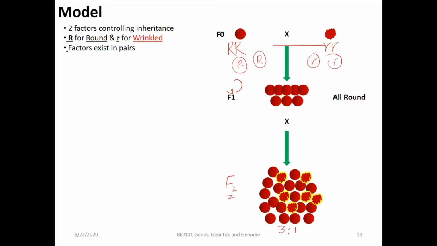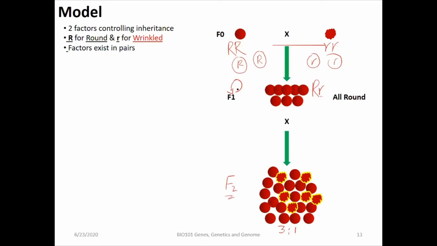And in the F1, now since this parent contributed capital R, this parent contributed small r, this will be capital R small r. But since this is dominant, capital R dominates and you don't see the small r phenotype, and we have all rounds. So what is F1 now? F1 is capital R small r.